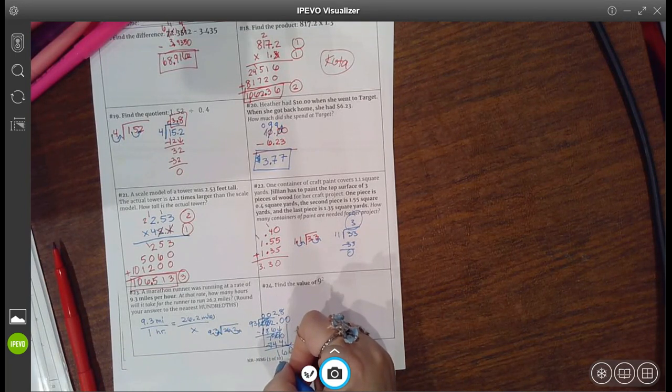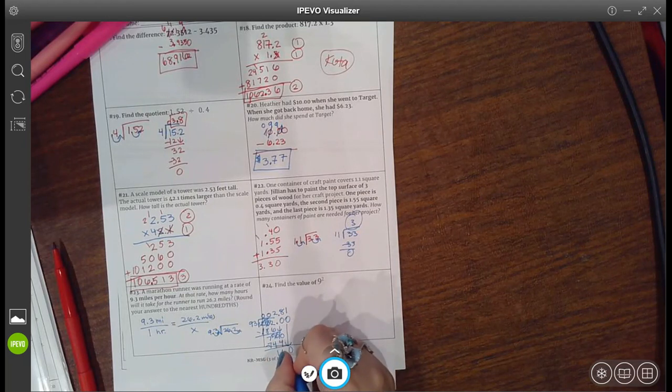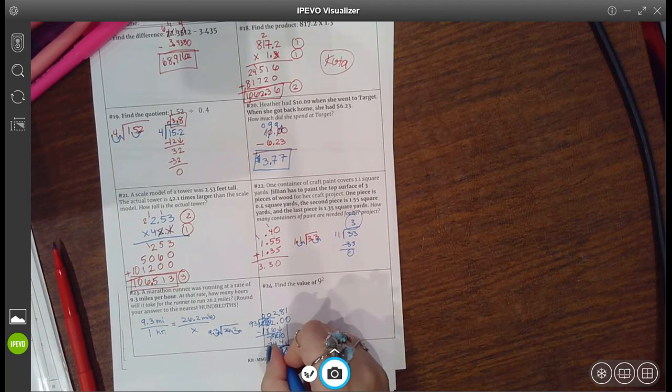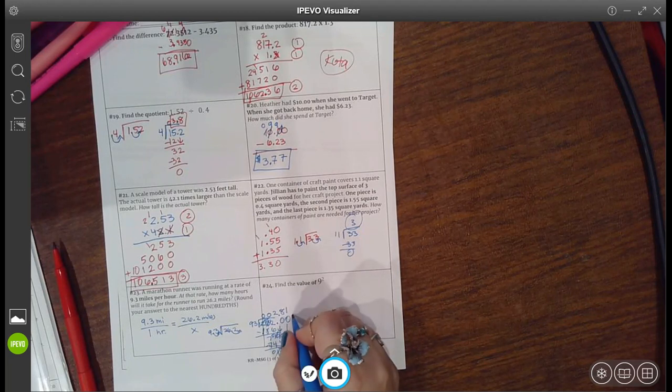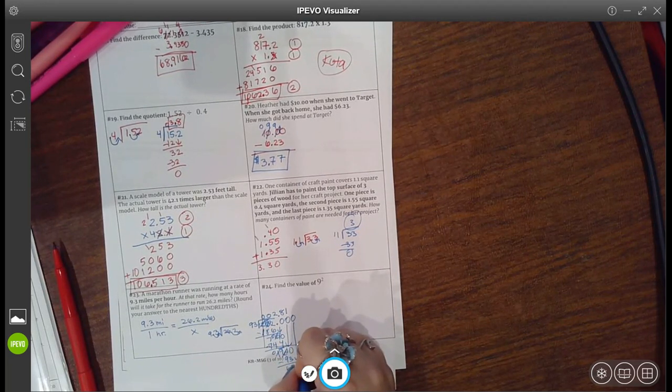9 goes into 16 once. So 93. Borrow. 10 minus 3 is 7. Borrow. 15 minus 9 is 6. That's less than 93, so good to bring down the next number.